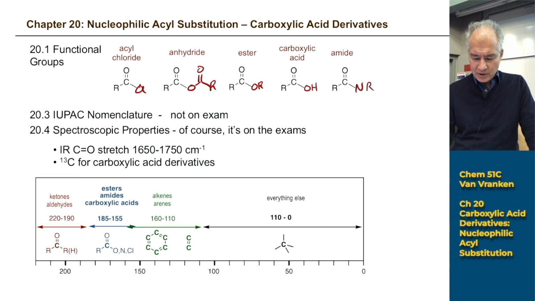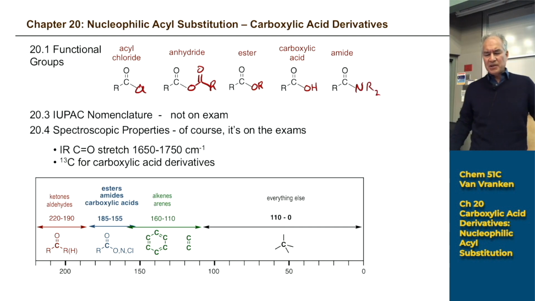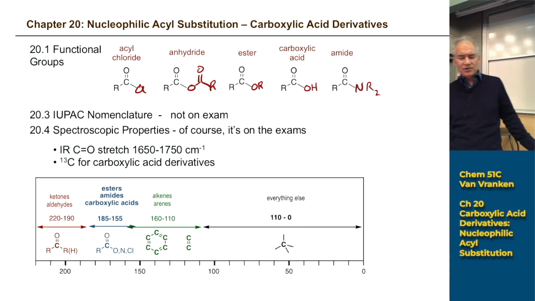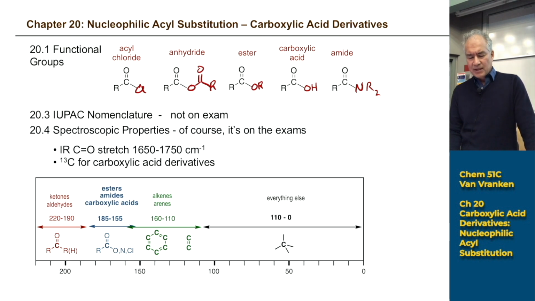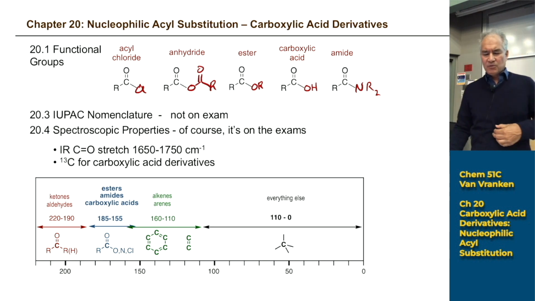And I'll just put R2. Doesn't matter. One of the R's could be an H. Both of the R's could be an H. Or you could have two alkyl groups on there, or aryls. And I think if you're taking the lab, where one of the R groups is an aryl group, you're brominating an amide derivative called acetanilide.